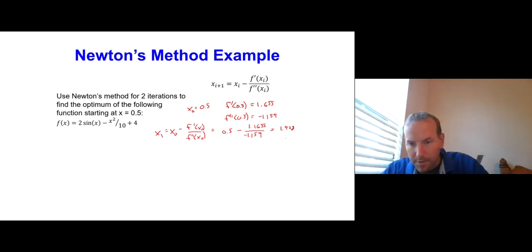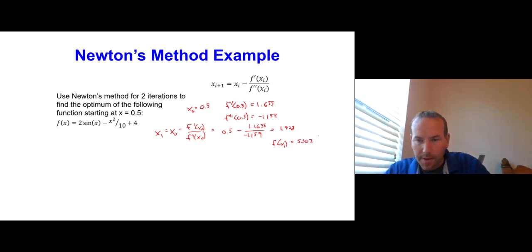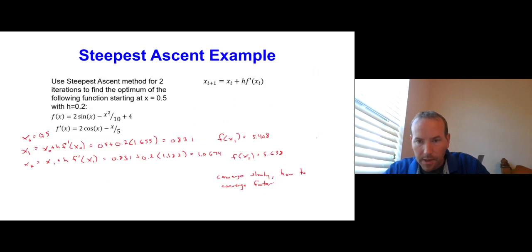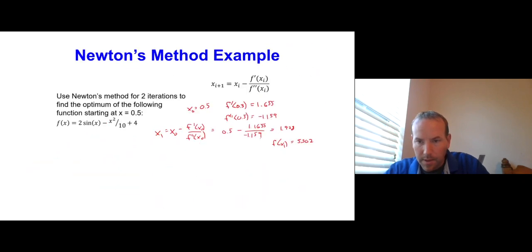Now, if we plug that into our function to see how high that is, we get 5.502. Okay, and if we compare that back a couple of slides, that's better than before. So before, after one iteration, we were at 5.4, and here we're at 5.5.